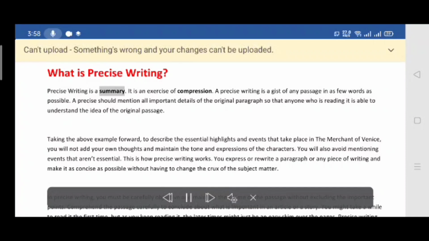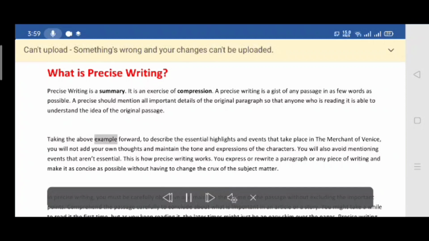What is précis writing? Précis writing is a summary. It is an exercise of compression. A précis writing is a gist of any passage in as few words as possible. A précis should mention all important details of the original paragraph so that anyone who is reading it is able to understand the idea of the original passage.